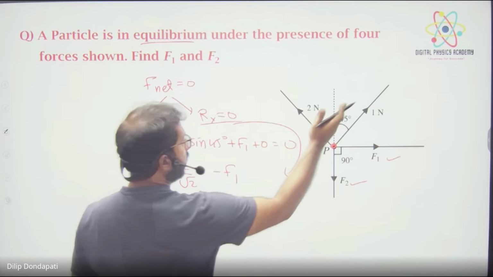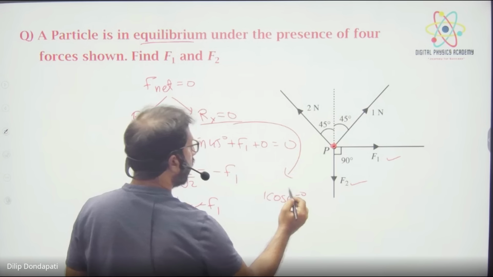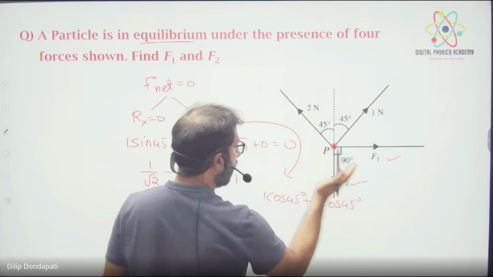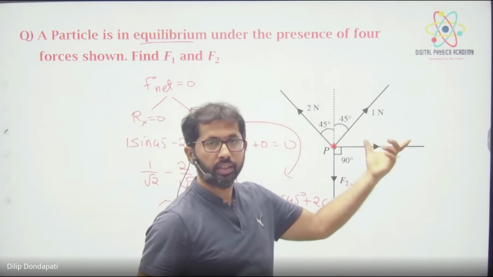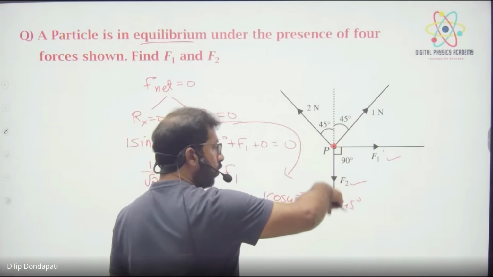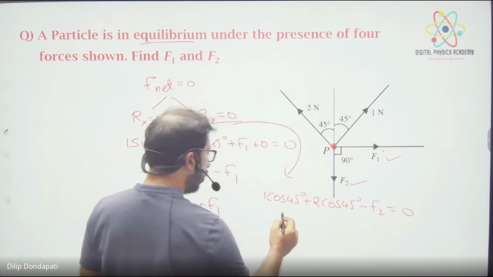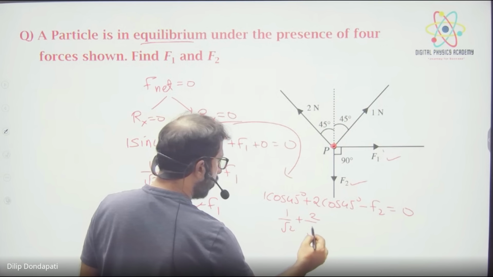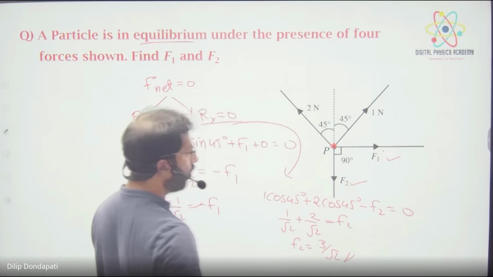Now the y direction. The y component of this one is 1 cos 45. The y component of this one is plus 2 cos 45. This force has only x direction, no y component, so zero. And f2 is already in y direction, but in downward direction. Minus f2, equal 0. So 1 by root 2 plus 2 by root 2 is equal to f2. So it is 3 by root 2. Done, we got f1 and f2.